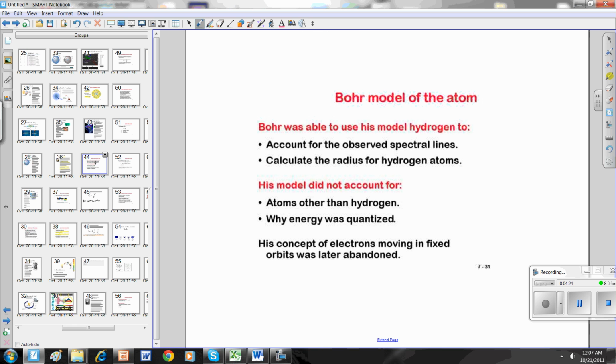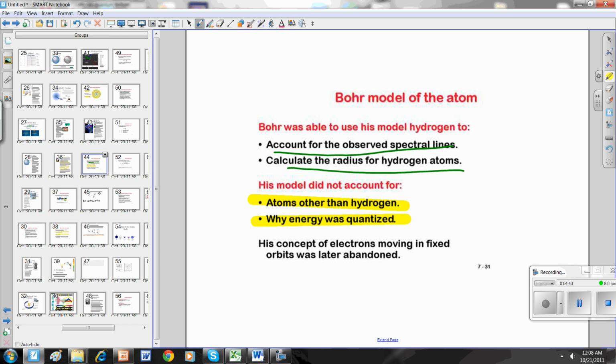So basically, the idea he came up with, a model, accounted for the spectral lines. It made sense. You could actually calculate the radius of a hydrogen atom. Problem was, if you used it on any other atom besides hydrogen, it didn't work. And it didn't explain why energy was quantized.